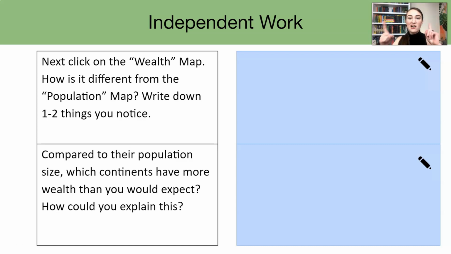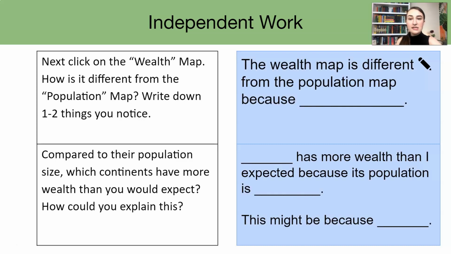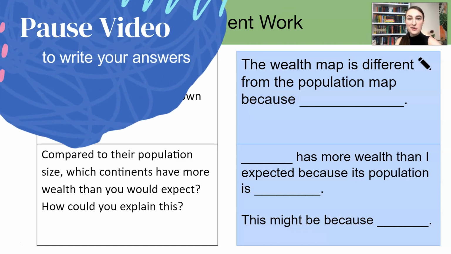Then, once we are comfortable switching back and forth and we've noticed a lot of differences, compared to their population size, which continents have more wealth than you would expect? How could you explain this? So pause this video. There are some sentence starters right down here. Compare the wealth map to the population map and write your answers down on your slides.